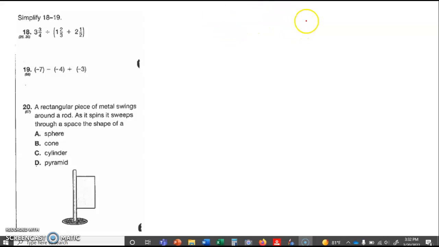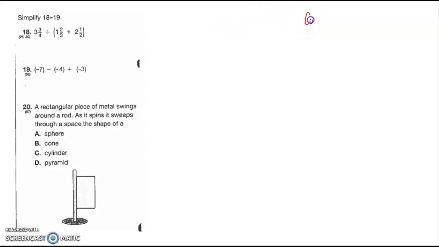Okay, so this is part 2 of the cumulative test 15A review. Okay, and we just have these 3 problems, so let's go ahead and get after it.